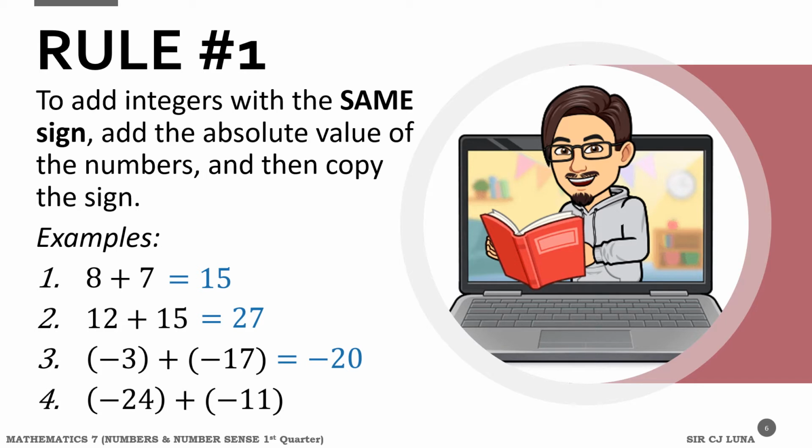Number 4. Negative 24 plus negative 11. What's the answer? Nice. It's negative 35. May question kayo dito? Clear na ba sa inyo? Okay, very good. Basta tandaan nyo lang, kapag pareho yung sign ng ating dalawang integers, ang gagawin mo lang, you add them up, and then copy the common sign. Pag parehong positive, the answer is positive. Kapag parehong negative, the answer is also negative.